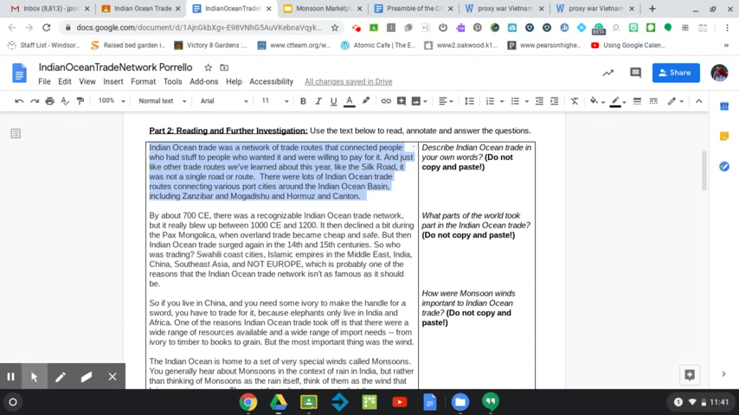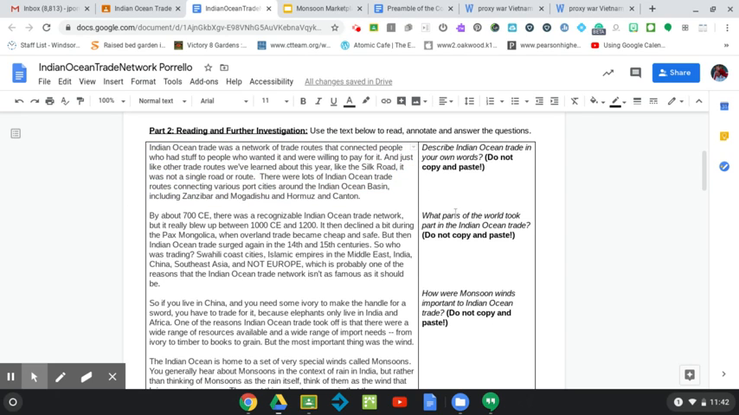And just like other trade routes we've learned about this year, like the Silk Road, it was not just a single road or route. There were lots of Indian Ocean trade routes connecting various port cities around the Indian Ocean basin, including Zanzibar and Mogadishu and Hormuz and Canton. So it says to describe ocean trade in your own words. Using this paragraph, I might say it was a network of trade routes that connected people across the Indian Ocean. Done. All right. Next paragraph.